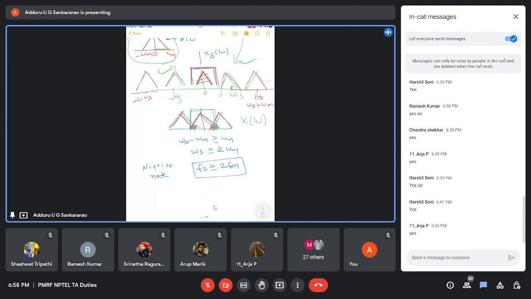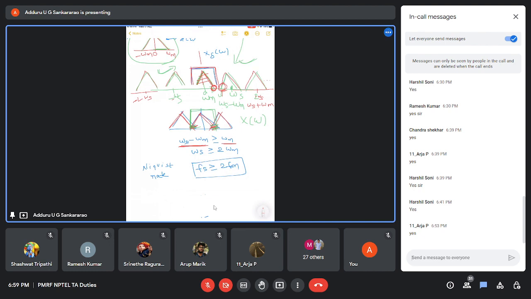There should not be any overlap, which means the lower edge of the second signal should not touch the upper edge of the first signal. That means omega s minus omega m greater than or equal to omega m. So that is the condition to avoid aliasing. From here omega s greater than 2 omega m, in f domain fs greater than 2 fm.